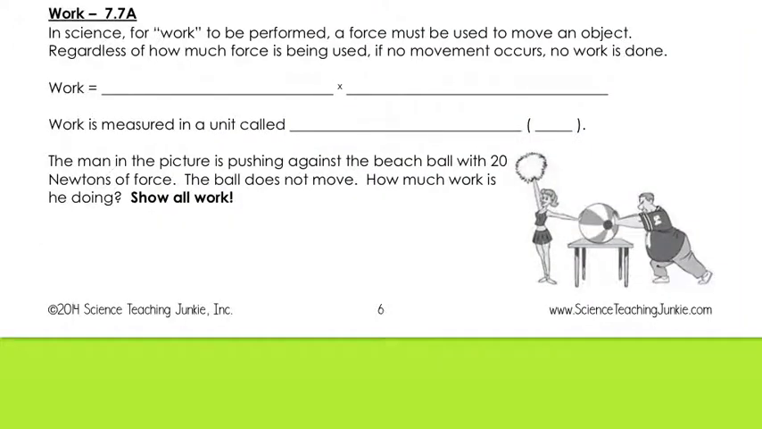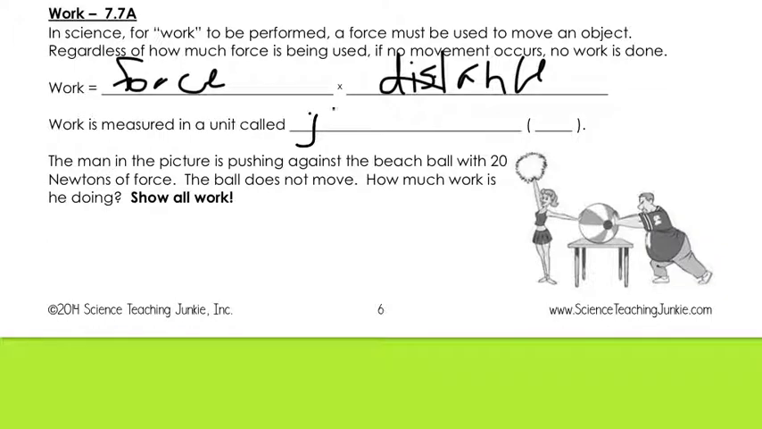The next section is talking about work. In science, for work to be performed, a force must be used to move an object. Regardless of how much force is being used, if no movement occurs, no work is done. The formula for work is force times distance. Work is measured in joules, and it'll be a capital J.